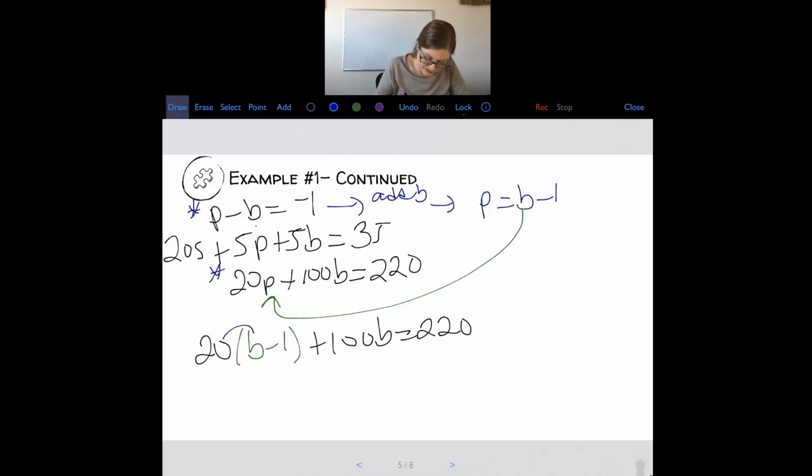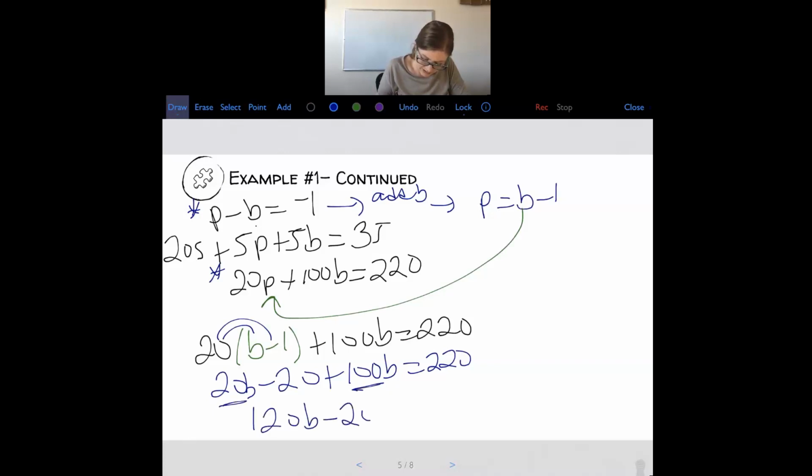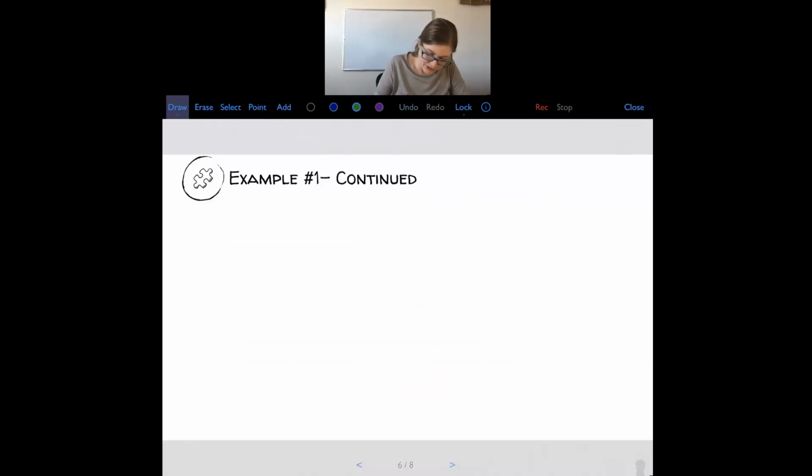So 20 times B is 20B. 20 times negative 1 is negative 20. We have plus 100B is equal to 220. Okay, so I'm going to go to the next slide. I'll combine like terms. Okay, so this would be actually 120B minus 20 equals 220. And then I'll go to the next slide. So we'll be picking up this equation. So we have 120B minus 20 is equal to 220.